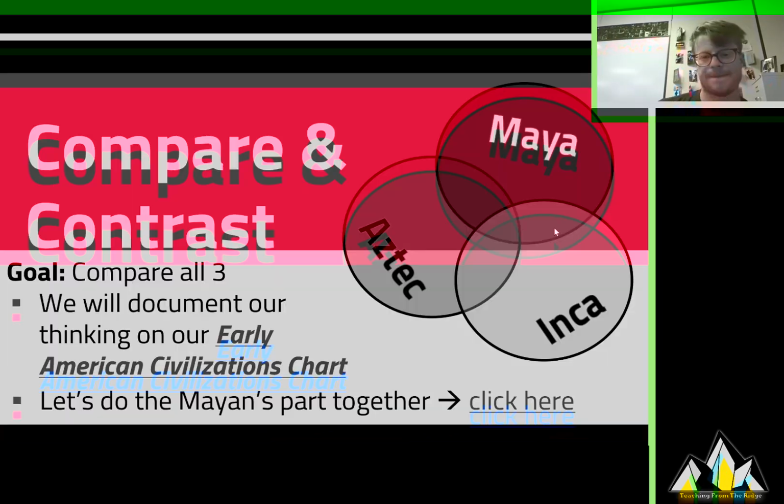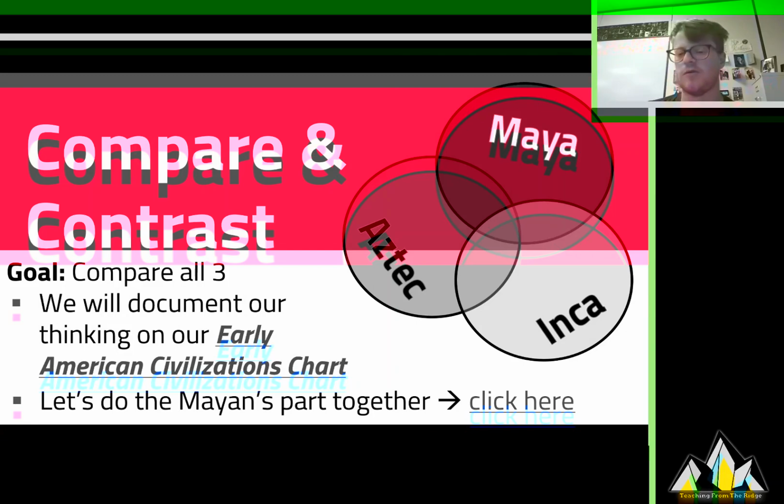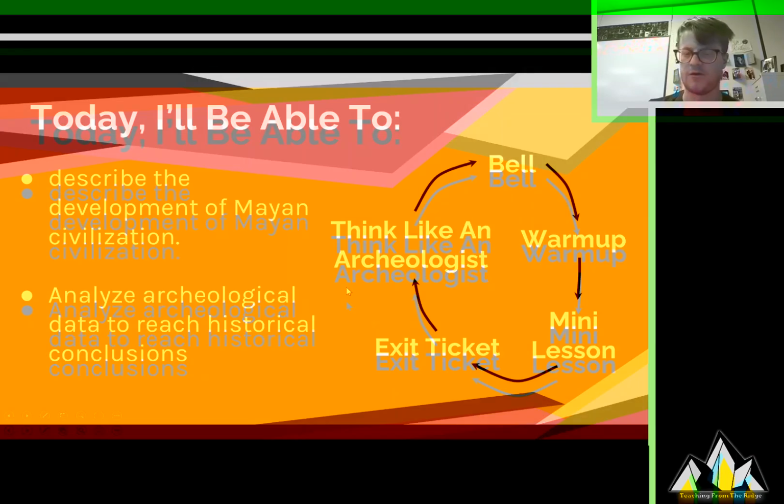Once you do that, I want to show you the beginnings of what's going to eventually become a really massive compare and contrast chart that we're going to do. So you need to click right here to get this early American civilization chart, and then I have a separate video you can click right here where you can do the Mayans part with me. But for now, I'm going to skip that because I explained that in that particular video.